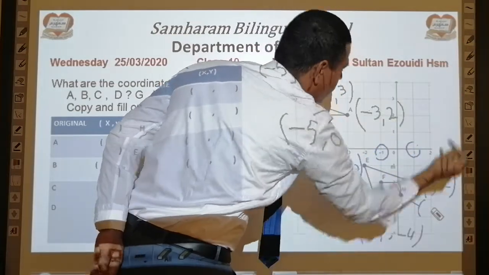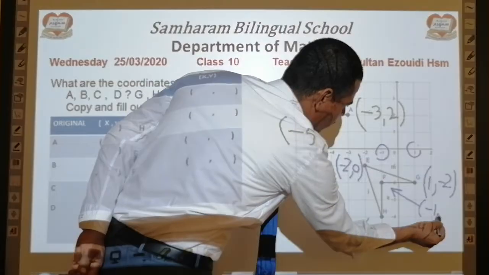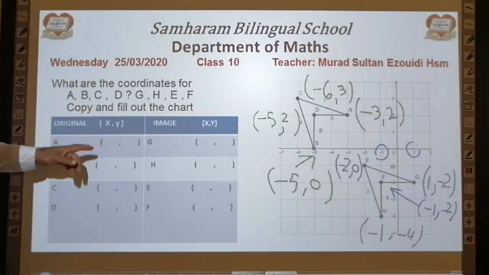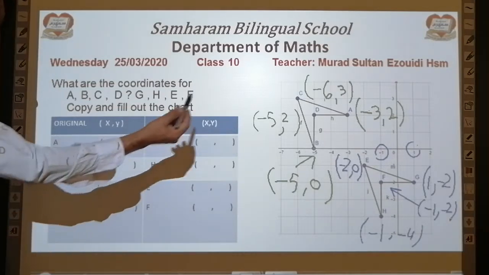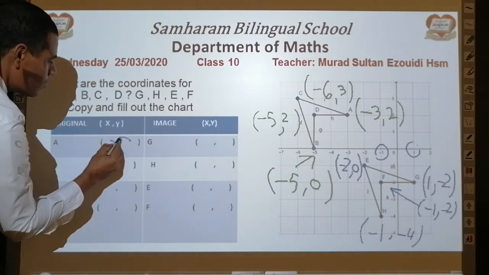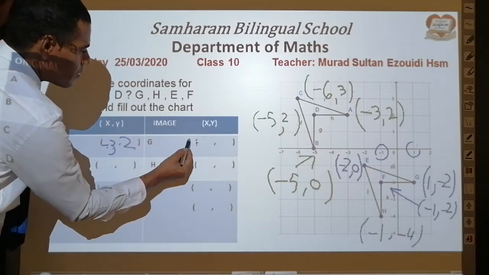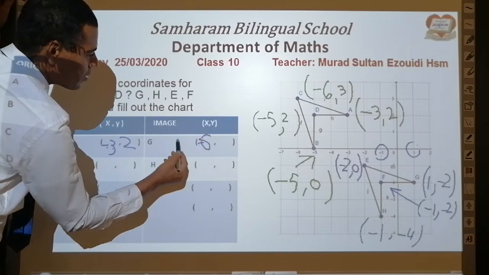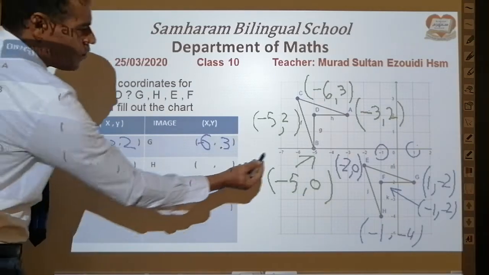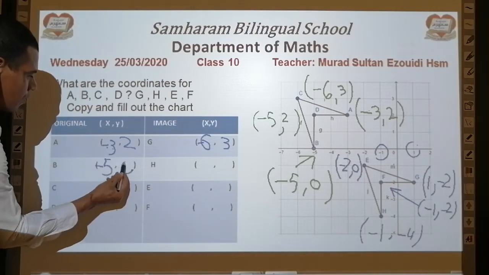Negative 1, and F is negative 1, negative 2. Now I write the coordinates of these points. A has coordinates negative 3, 2. Then G has coordinates negative 6, 3. For B, B is negative 5, 0.